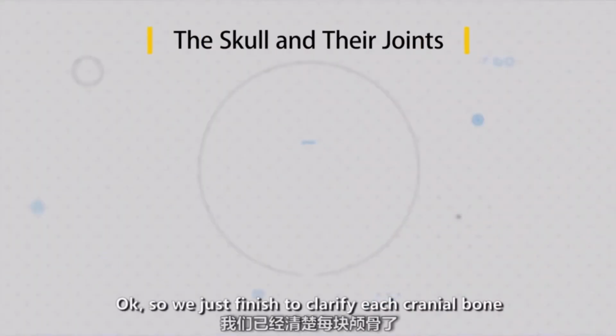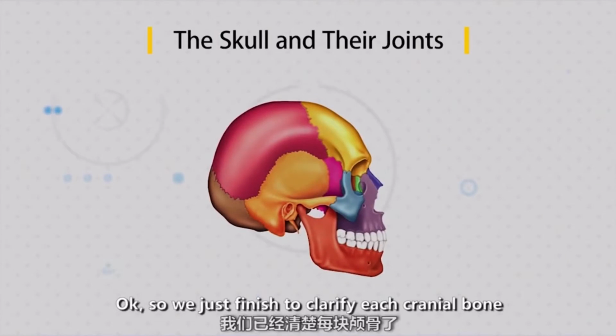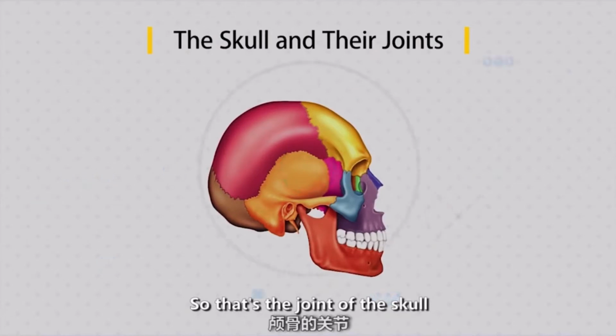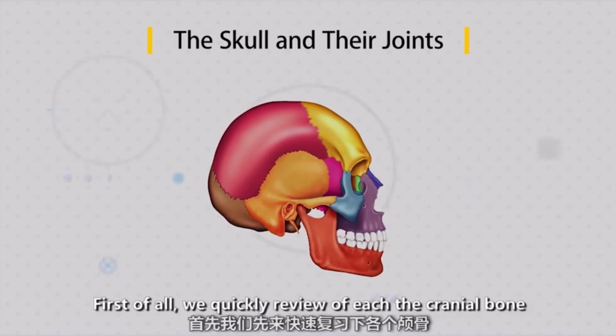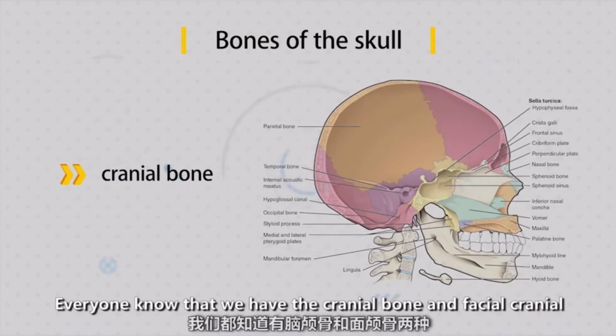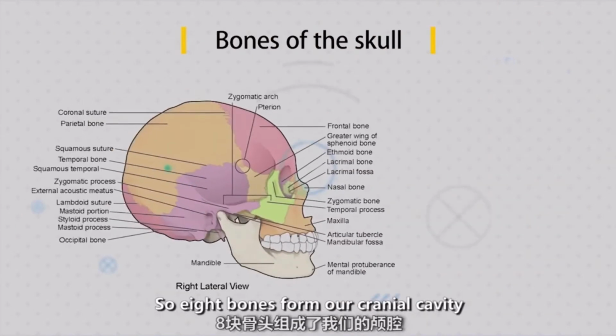Okay, so we just finished clarifying each cranial bone. So today I will introduce how they join together. So that's the joints of the skull, one by one. First of all, we quickly review each cranial bone. Everyone knows that we have the cranial bones and the facial bones, so it forms our cranial cavity.